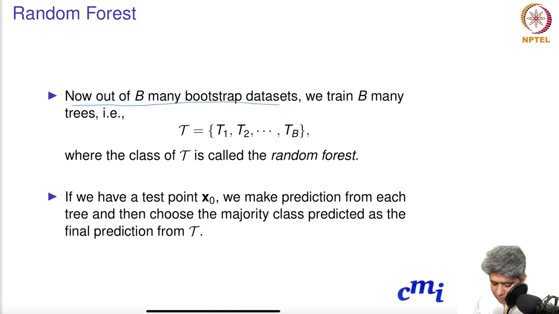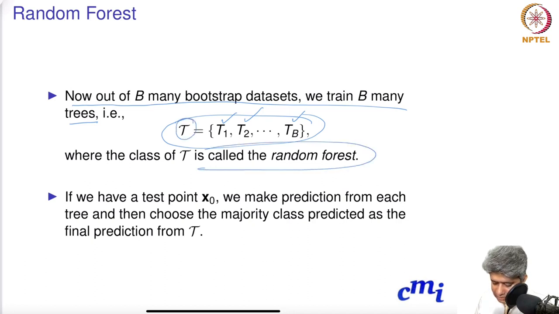So now out of B many bootstrap datasets, we train B many trees. Okay, so now I have tree T1, T2, so B many trees, where the class T is called random forest, because this T is now the class of all these trees. So now the class T is called random forest. If we have a test point x0, we make a prediction from each tree and then choose the majority class predicted as the final prediction.